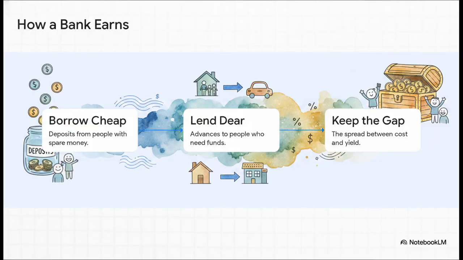Well, the answer is the fundamental engine of how a bank actually makes its money. It all comes down to a simple three-step cycle. Step 1, borrow cheap. You do this by taking in deposits. Step 2, lend dear, meaning you deploy those funds as advances or mortgages. And step 3, you keep the gap, otherwise known as the spread. Basically, you're charging your borrowers just a bit more than you're paying your depositors. Capturing that spread, that net interest margin, is literally the foundational secret to the entire global banking system.